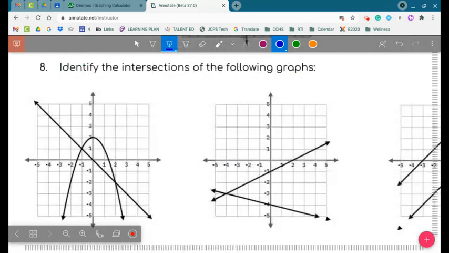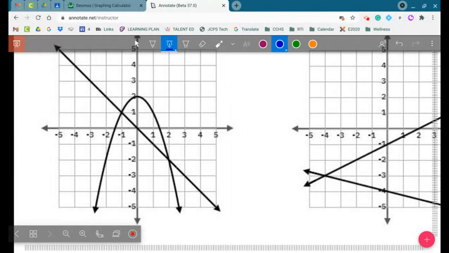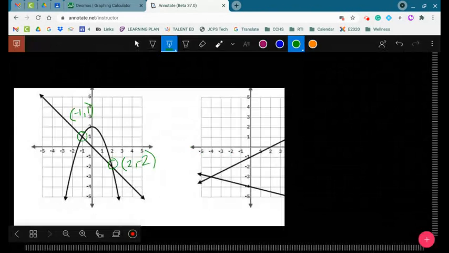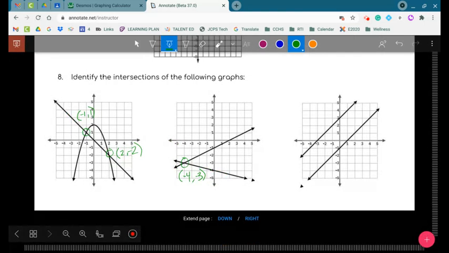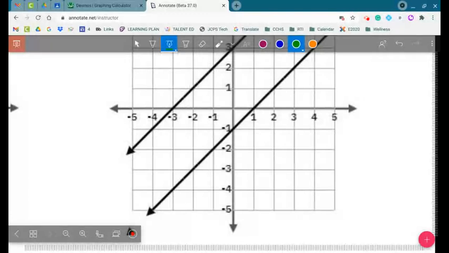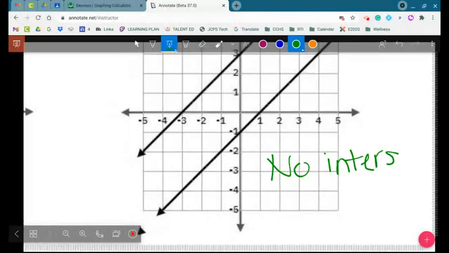Next, identify the intersections of the following graph. So intersections is where our points meet. So this is an intersection, and this is an intersection. So I have -1, 1, and I have 2, -2. This one, they only intersect once at -4, -3, because I do my x and then my y. And these ones never intersect, so there is no intersect or intersection.